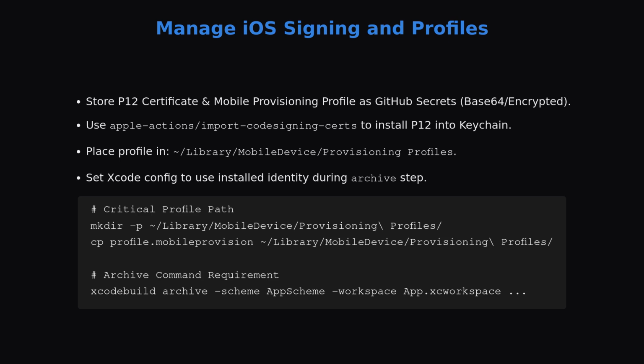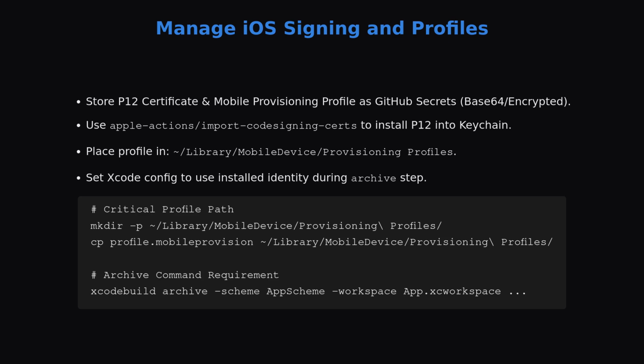The provisioning profile must be placed precisely in the correct directory path, ~/Library/MobileDevice/Provisioning Profiles. Set the Xcode build configuration to use the installed profile and certificate identity during the archive step. This configuration is critical for generating a valid signed application.